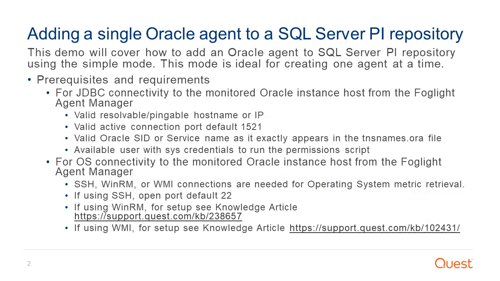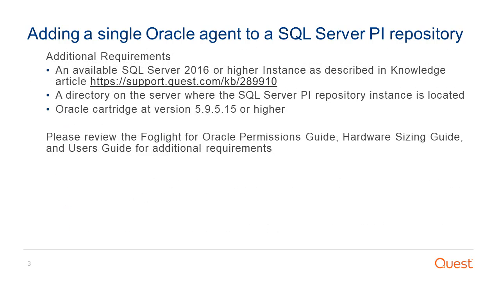This demo will cover how to add an Oracle agent to a SQL Server PI repository using the simple mode. This mode is ideal for creating one agent at a time. For comprehensive assistance with setting up the agent connection settings, please consult videos on how to set up a single agent for monitoring using the simple mode, or how to set up multiple agents using the advanced mode. As a setup reference, please review the prerequisites and requirements. Also consult the Foglight guides mentioned below.